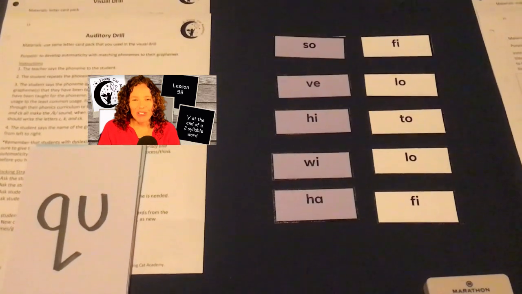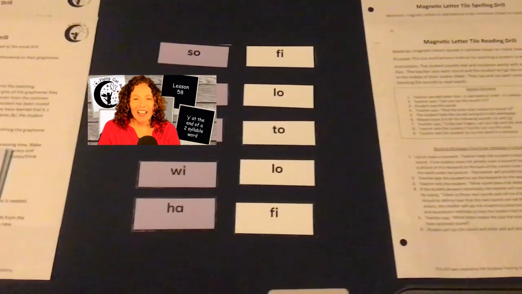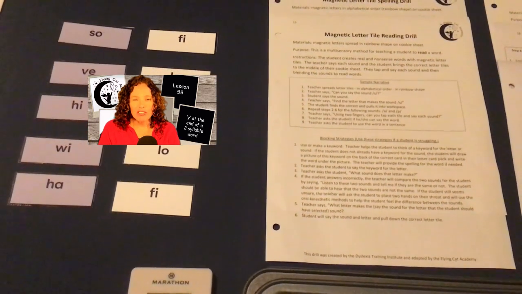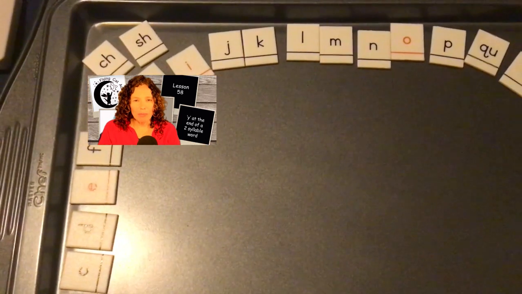You'll have a syllable card drill, and you'll have to cut this one up and set it up on the table. There's a magnetic letter tile drill for spelling and reading. You'll need the teacher instruction sheets and the cookie sheet with the letters spread in a rainbow shape.